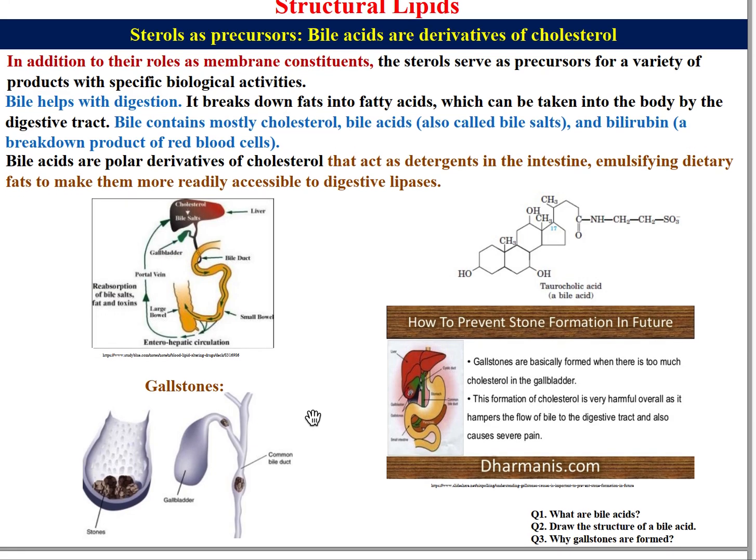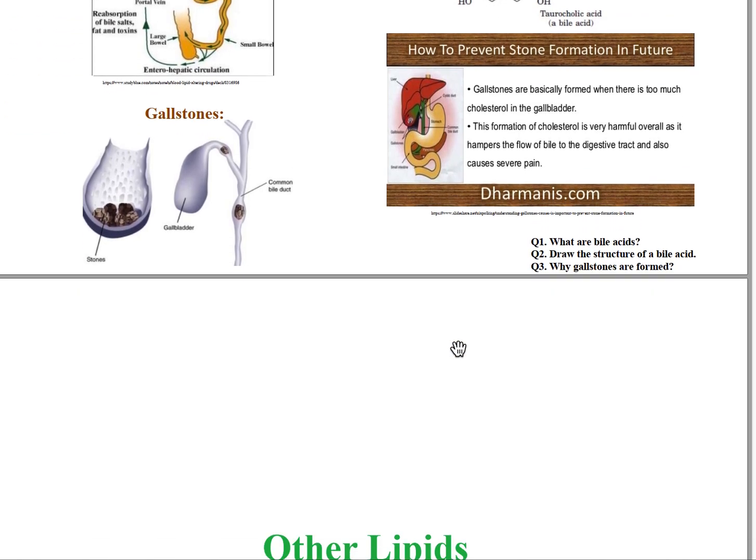So in addition to their roles as membrane constituents, the sterols serve as precursors for a variety of products with specific biological activities. Like bile, a derivative of cholesterol, which helps with digestion and breaks down fat into fatty acids, which can be taken into the body by the digestive tract. Bile contains mostly cholesterol, bile acids, and bilirubin, a breakdown product of RBC. Bile acids are polar derivatives of cholesterol that act as detergents in the intestine, emulsifying dietary fats to make them more readily accessible to digestive lipase.